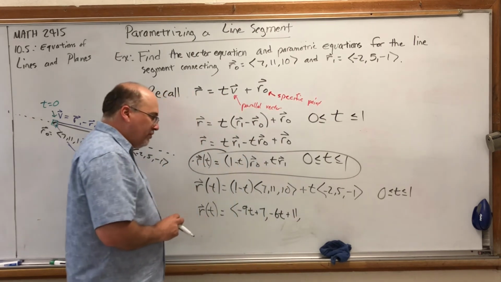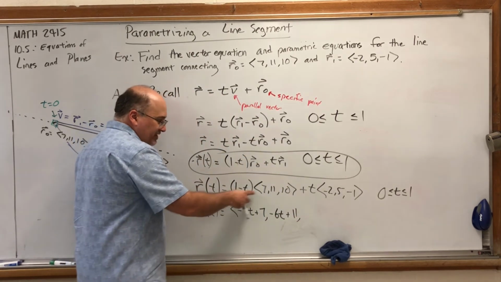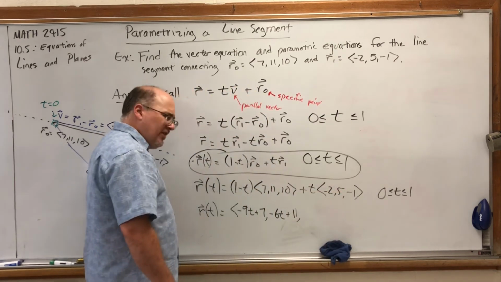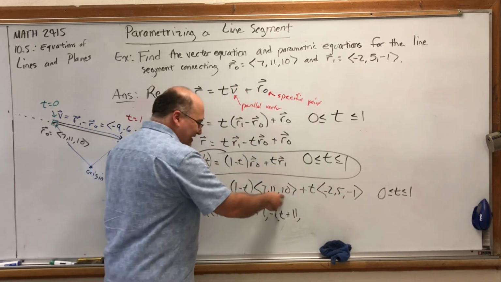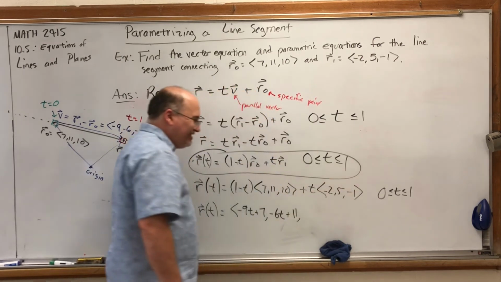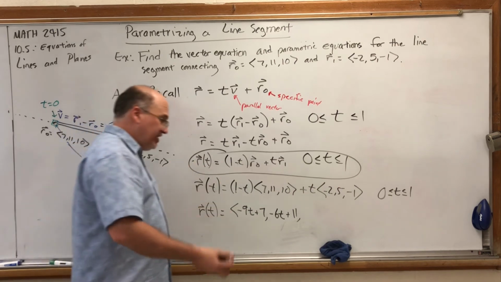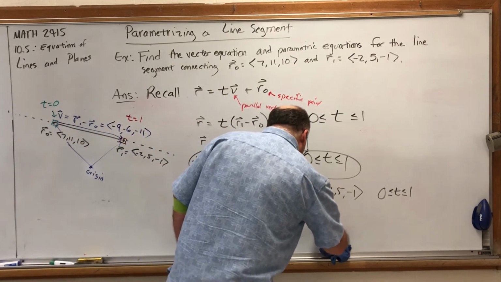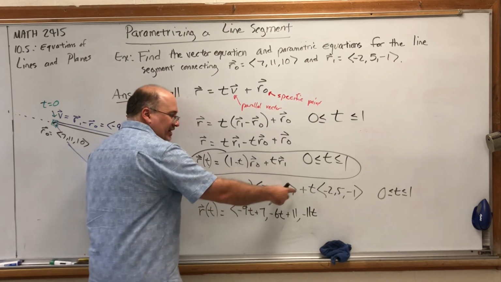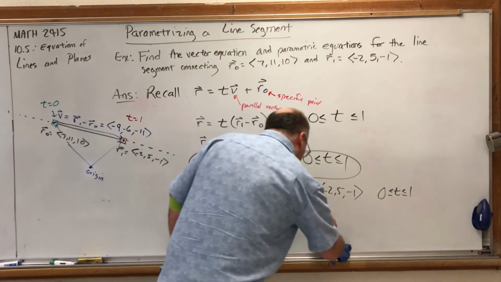And then in the third component, if I gather up the t's, negative t times 10 is negative 10t. T times negative 1 is negative 1t. Negative 10t and negative 1t is negative 11t. And then for the constant, we would have 1 times 10. And again, there's no constant we pick up over there, so plus 10.